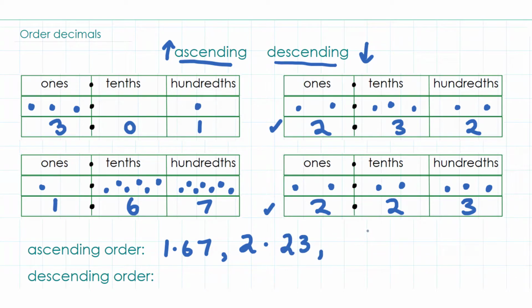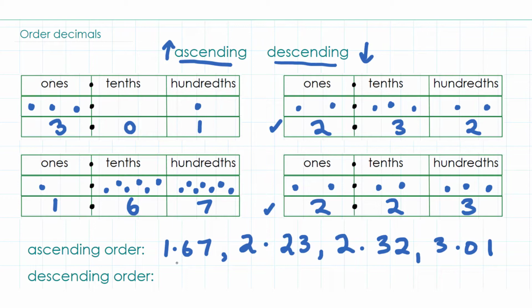Well, we already know. It's the other one with 2 ones, isn't it? It has to be 2.32. And we know which is the biggest. We know it's 3.01. So there we've got them in order. Now we're going to put the decimals in descending order. So from biggest to smallest. But really, we've already done it, haven't we? If you know the order from smallest to biggest, you know the order from biggest to smallest.